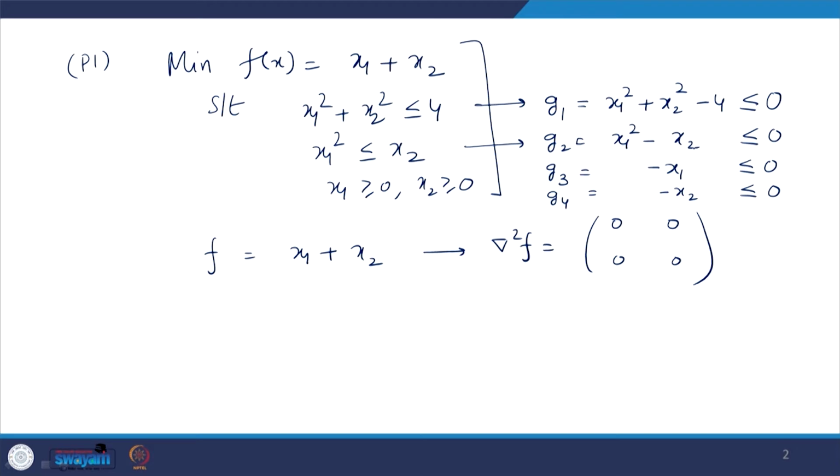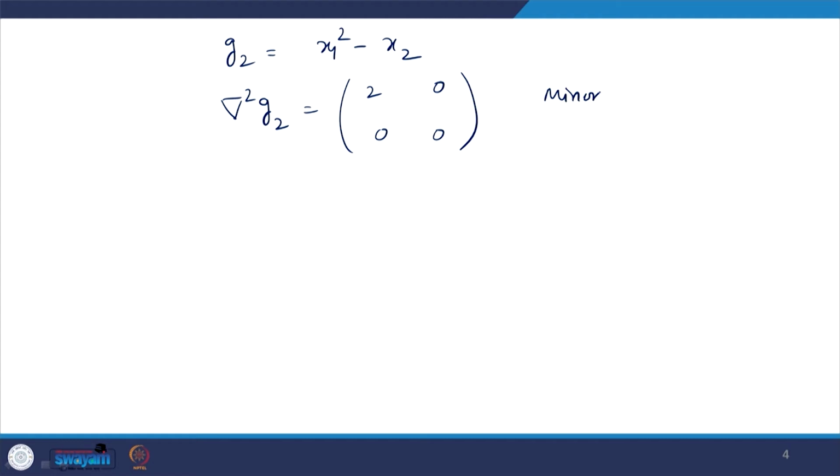The second constraint is x1 square minus x2. Now, similarly, let us find for the second constraint. What is the Hessian matrix of G2? It is 2 0 0 0. So, again if you use the minor test, minors of order 1 cross 1 are 2 and 0, and for order 2 cross 2 there is only one minor, which is the determinant of this, which is 0.